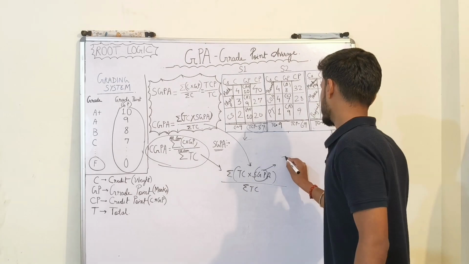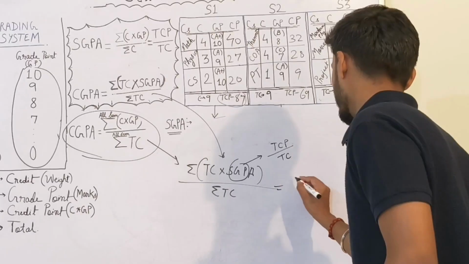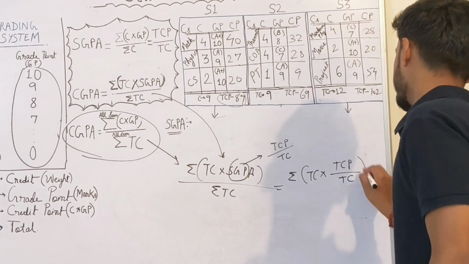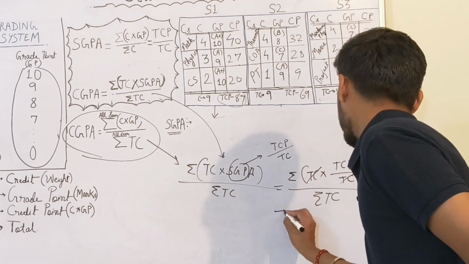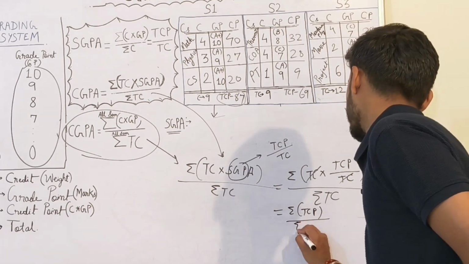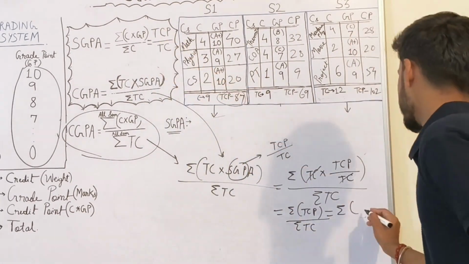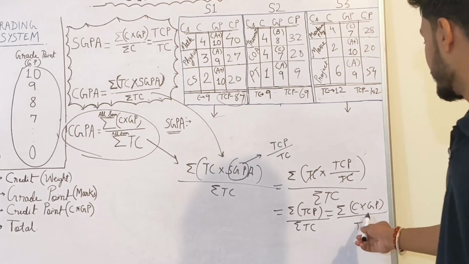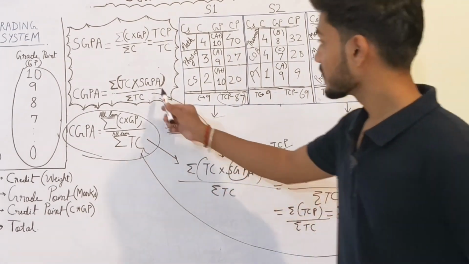What is this basic formula? Total credit point divided by total credit. So this comes out to be what? Summation of total credit into total credit point divided by total credit. Now it is cancelled, right? Summation of... So is it not coming out to be the same thing? You see, summation of total credit point by summation of total credit. What is this? This is actually credit into credit point.